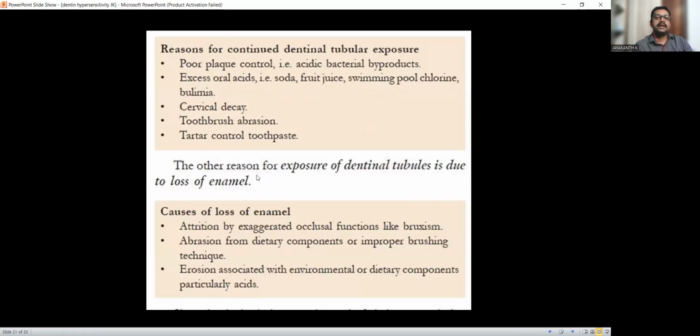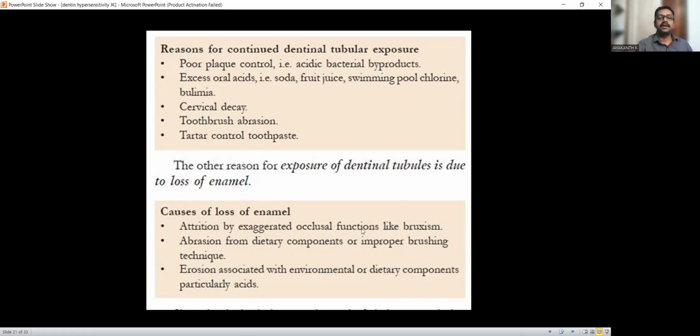Reasons for continued dentinal tubular exposure: poor plaque control, that is acidic bacterial byproducts, which can expose more dentinal tubules. Excess oral acid consumption, like soda, fruit juice, swimming pool fluorine coming in contact with the tooth, bulimia, etc. Then cervical decay of the tooth, toothbrush abrasion, and tartar control toothpaste. All these factors cause dentinal tubular exposure.